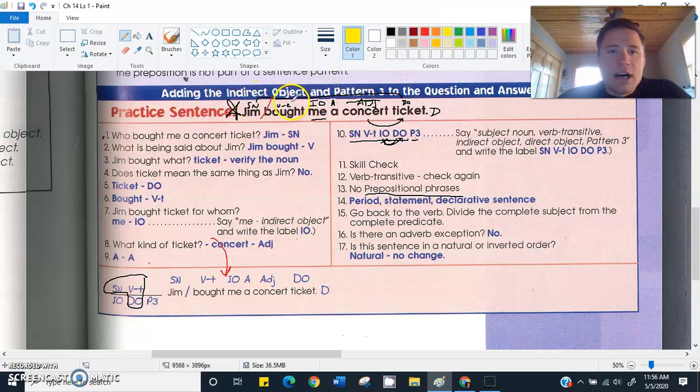Jim bought what? Bought ticket. So it's a verb transitive. Ticket for whom? Ticket for me, indirect object. That's a good way to think about it, all right?